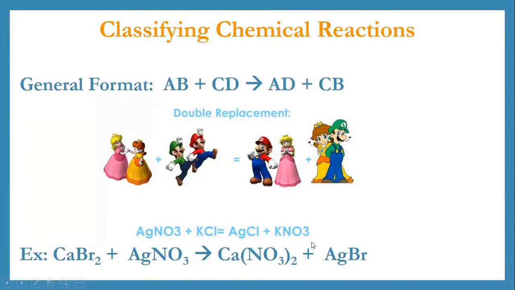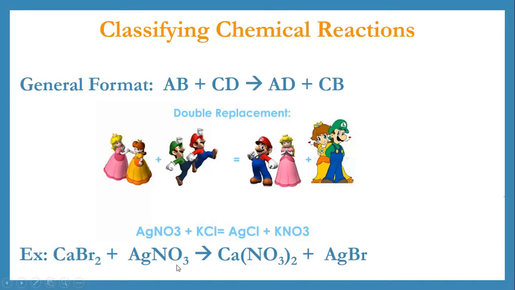All right, and then there's double displacement or double replacement. I keep mixing those up, but just know that I can say either one. Here's Daisy and Peach, or Peach and Daisy. Mario and Luigi: Mario was with Luigi, now he's with Peach. Luigi was with Mario, now he's with Daisy. So that's double displacement. They come in pairs and they leave in pairs, but they're not the same.